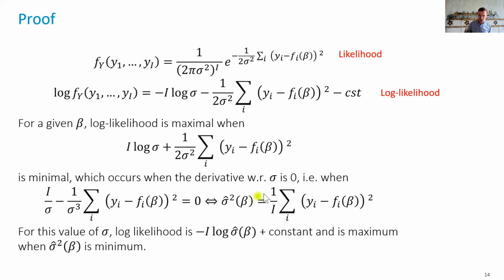Interestingly, least square gives us not just beta, but sigma also, because we know the value of sigma for a given beta. It is given by this. And if beta happens to be exactly minimizing this, with a bit more of math, we can see that the log likelihood is exactly minus I log of sigma hat of beta plus a constant here. So that tells us two things. That gives us first the value of sigma. Once we've minimized, we found the beta that minimized, that gives us an estimate of sigma. And that gives us also the likelihood.